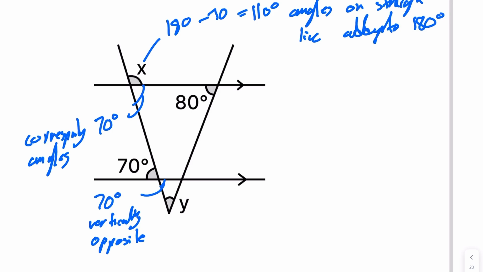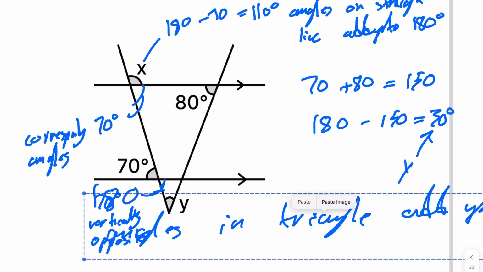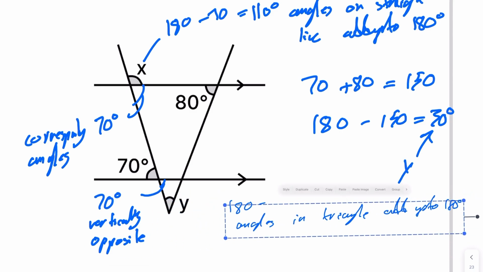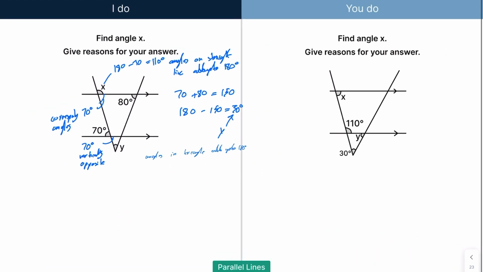Well, we can see with Y, we can just use this big triangle. There'll be multiple ways you can do this. But if I look at this triangle here, I know this is 80, I know this is 70, so I can find this missing bit here. So I can do 70 plus 80, which is 150. And then I can just do 180 take away 150. That gives you 30 degrees. And that is the value for Y, because angles in a triangle, and I can just paste that in, because angles in a triangle add up to 180. So that is my reasoning for all of that.